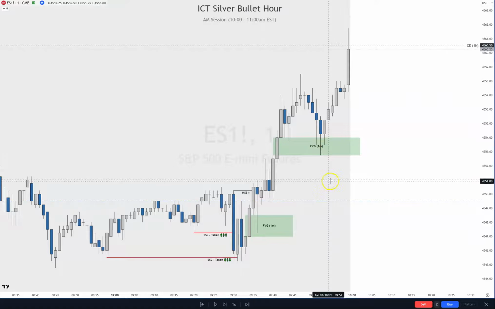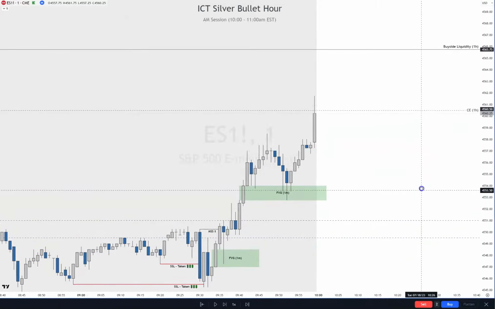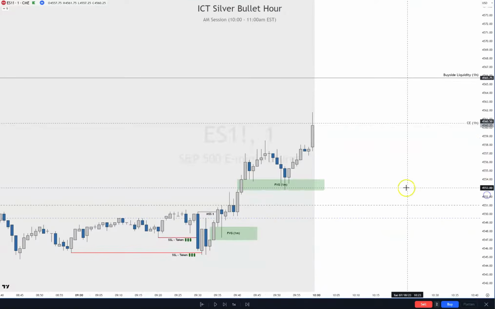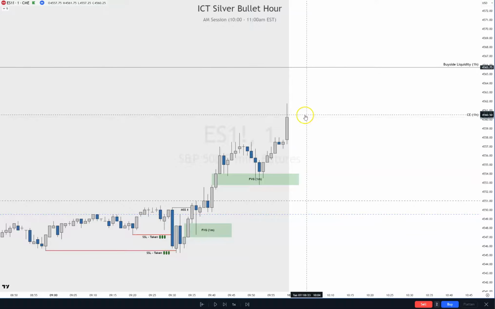Okay. Now we're at our 10 o'clock silver bullet hour, and we have these two targets right here. Consequent encroachment we just hit, and now we have buy-side liquidity here. Okay, we need this low to be taken out if we're going to even consider a market structure shift, but we're also going to look at our higher time frame to make sure it's not just a pullback.